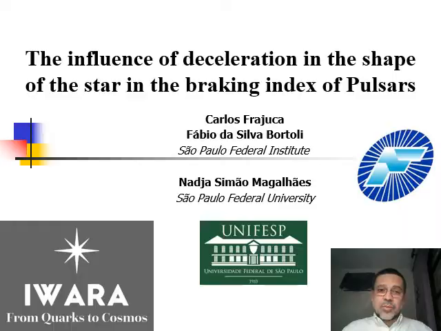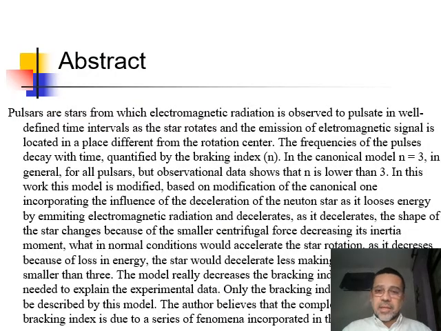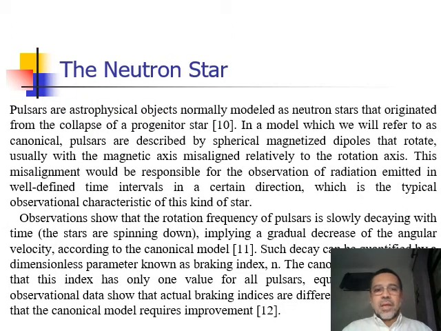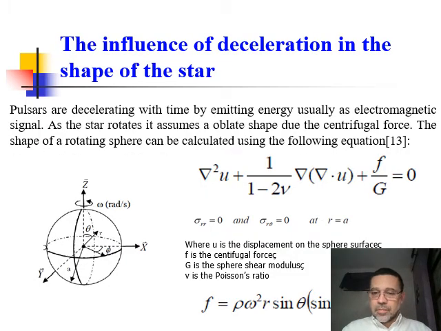Then I'm going to show you some things. This is my abstract. The introduction explains a little bit about the pulsar, some history. This is how a neutron star works. And this is our model. Let me hide myself a bit. Our model makes the star a sphere that rotates, and this is how the star deforms with the rotation. These are the coordinates on the surface.